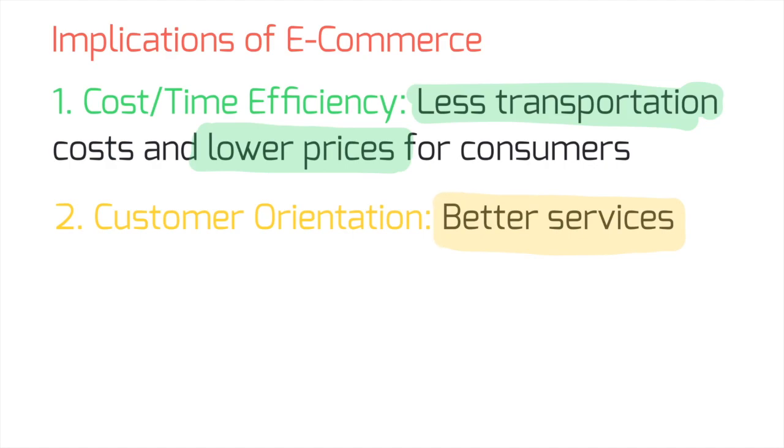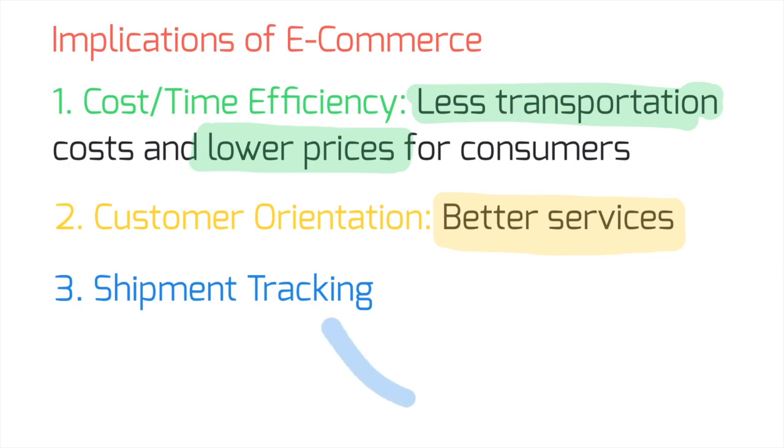So, for example, if you look in Amazon, you see that they mostly recommend products that you're most likely to buy based on past purchases. And you also receive very detailed information like product reviews, which can help determine whether or not you're going to buy this product. And the third is shipment tracking, and this is in a way related to customer orientation as you have more information on where your products are, and this relates to better services for the consumer.